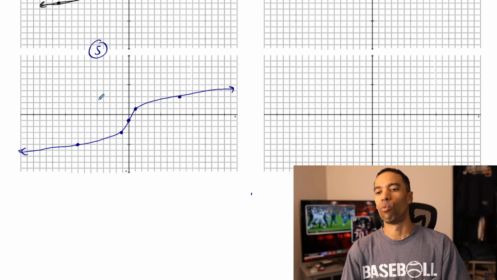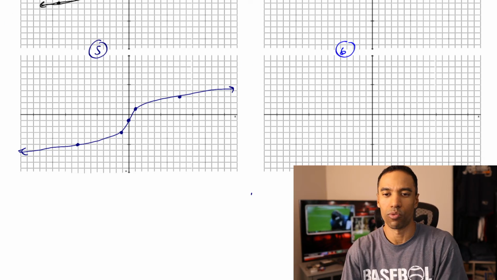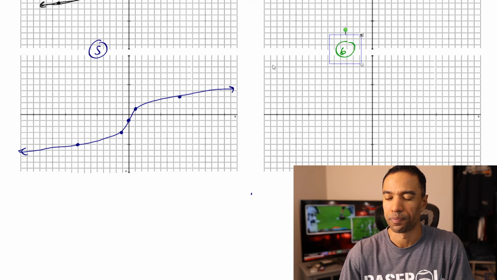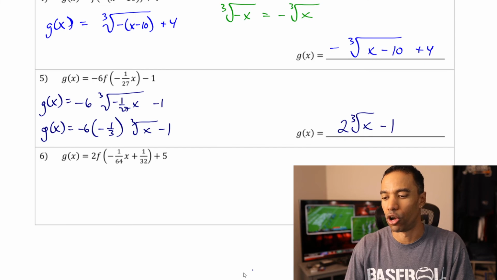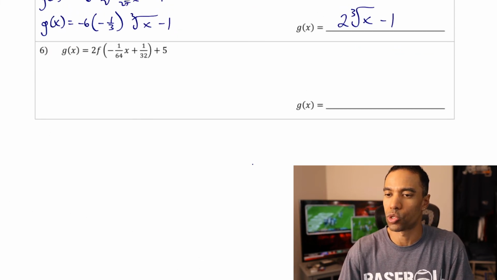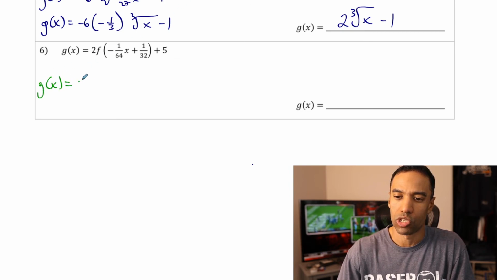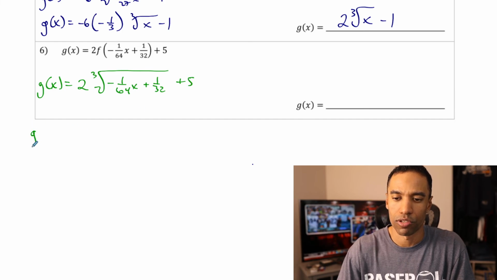Okay, we got one more graph to do, number 6 right here, and I think it's a fraction one. I bet it's a fraction one. Why not? I don't know about the end result, but yeah, factoring out a fraction inside there. So we saw that on the square root one. Let's give it a look right here. This is going to be 2 times the cube root of negative 1/64 x plus 1 over 32. Looks like things should clean up just fine. Plus 5.